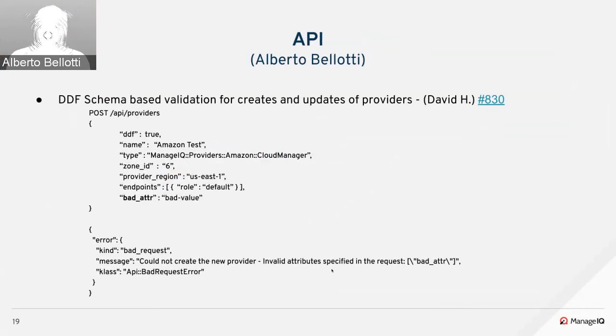So for the API, we had two main enhancements that came in, one by David H. He added validation based on the DDF schema whenever we do creates or updates of providers. Here shown is an example where a bad attribute was sent, and you get the appropriate error message with that. Next slide, please.